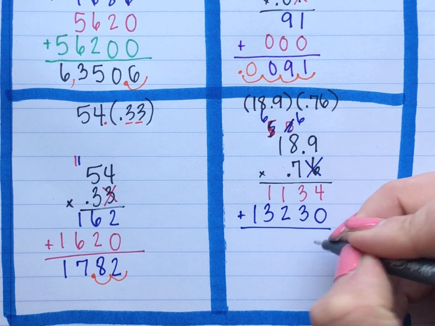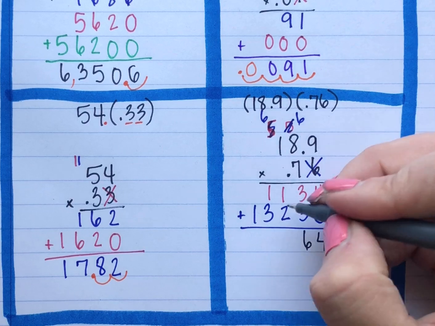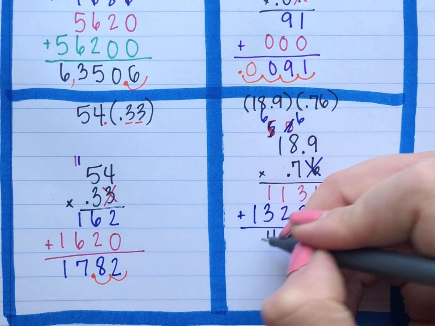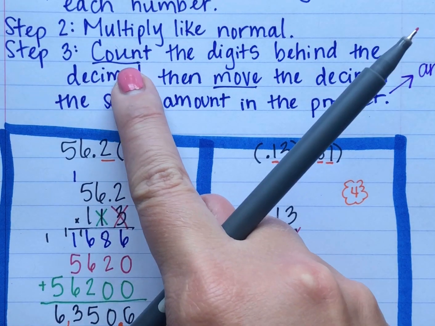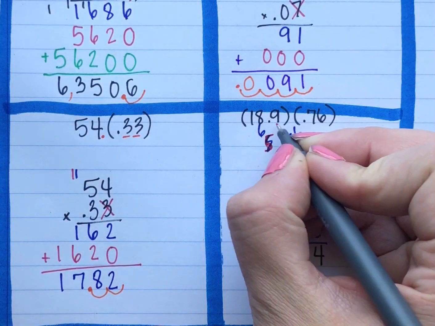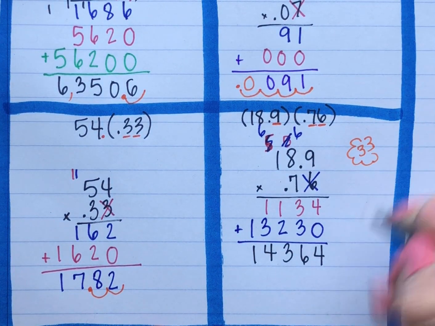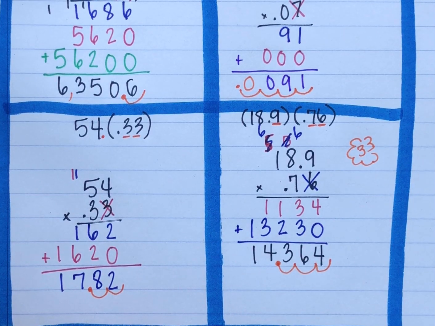So let's add. 4 plus 0 is 4. 3 plus 3 is 6. 1 plus 2 is 3. 1 plus 3 is 4. And 1 plus nothing is 1. So let's talk through how many times we're going to move this decimal. So again, we're going to count the digits behind the decimal, then move the decimal. There's 1, 2, 3. So we're going to move this decimal 1, 2, 3 times, and then we're done.